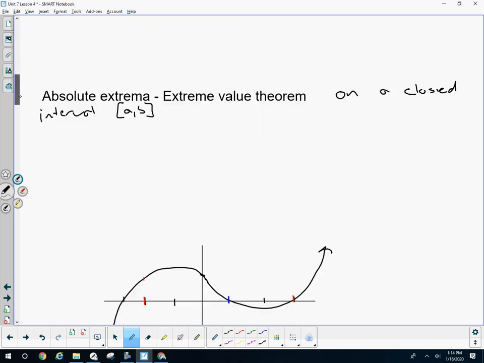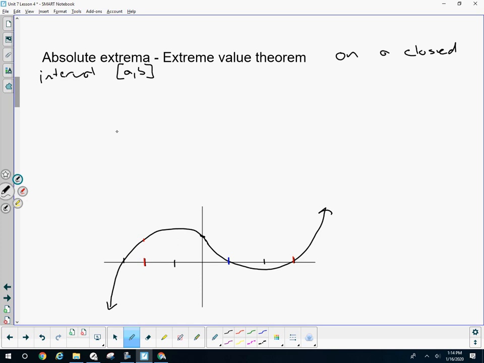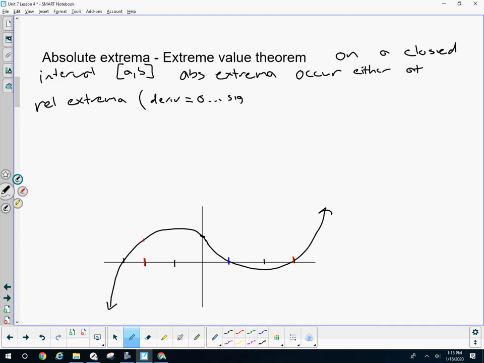That's the answer. Okay? On a closed interval, absolute extrema, overall maxes and mins, occur either at the location of a relative extrema, and we know to find a relative extrema, you take the derivative, you set it equal to 0, you then do your sign analysis, or an endpoint.